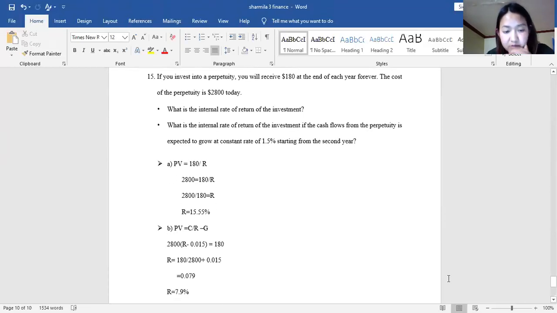Now, the cash flow from the perpetuity is expected to grow at a constant rate of 1.5% starting from the second year. So present value equals C divided by R minus g. Present value is 2,800, R minus the given growth rate 0.015 equals 180 divided by 2,800. R equals 180 divided by 2,800 plus 0.015, which equals 0.079. So the internal rate of return of this investment is 7.9%.